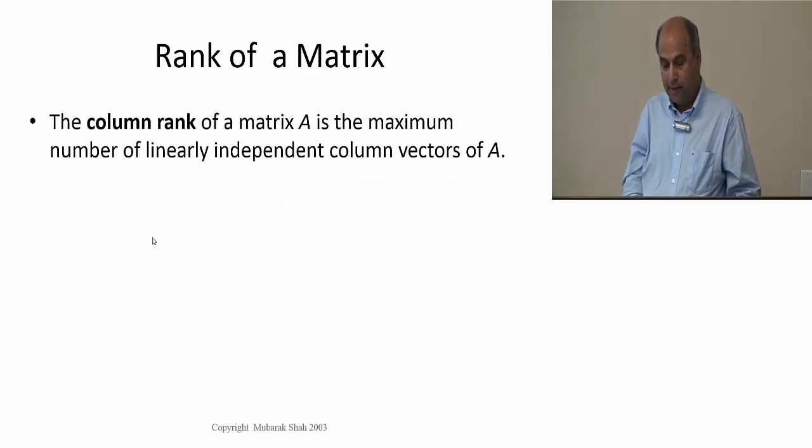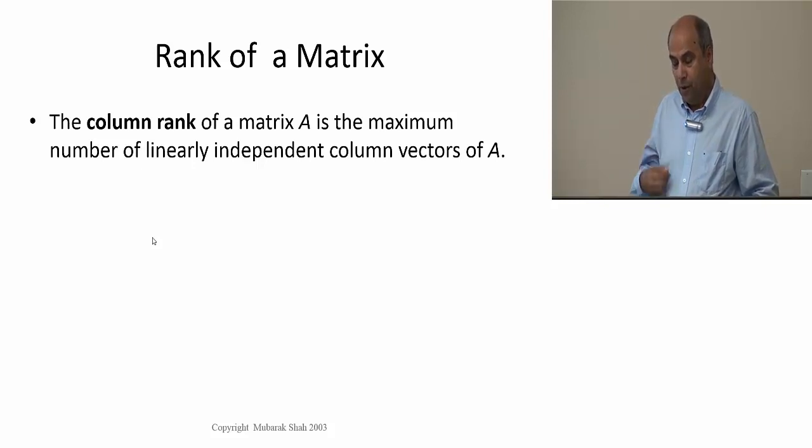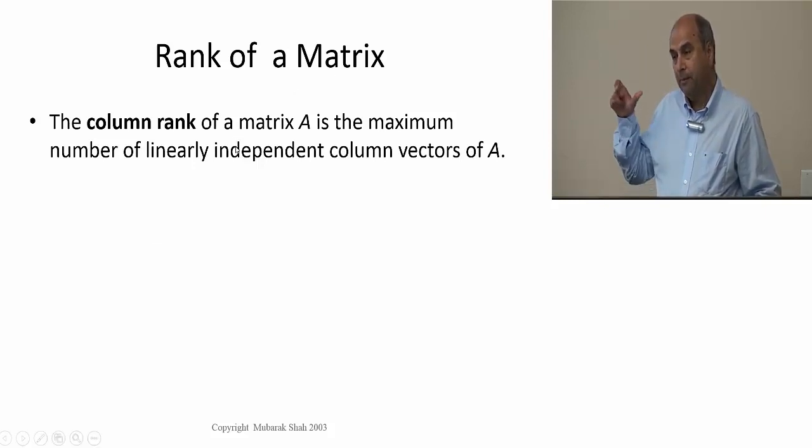Another thing is the rank of a matrix. A matrix, as you know, has columns and rows, and it will have a column rank and a row rank. This is valid also for a rectangular matrix, which is not necessarily a square matrix. The column rank of a matrix is the maximum number of linearly independent column vectors. If you have a matrix with many columns, some columns may be linearly dependent on other ones, but there can be very few columns which are linearly independent, where none of those can be written as a combination of the other ones.